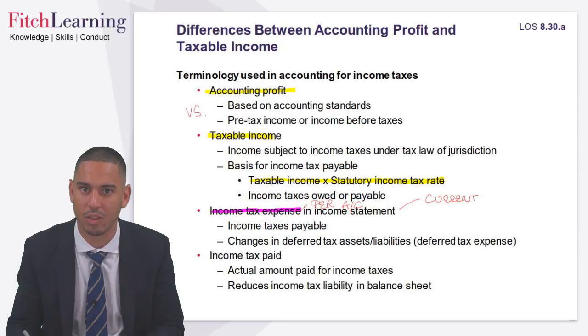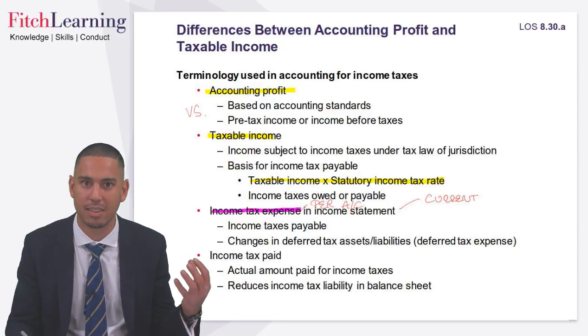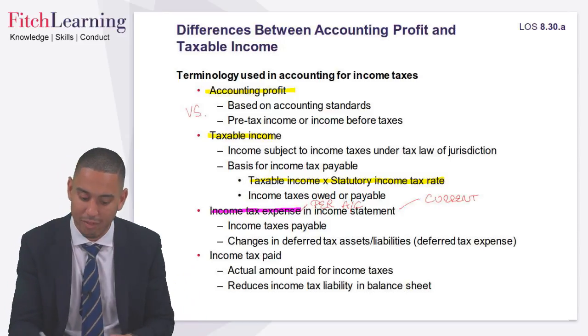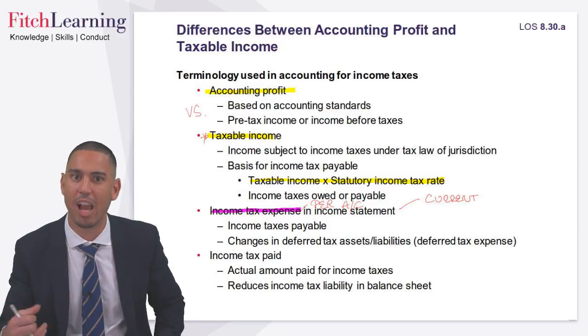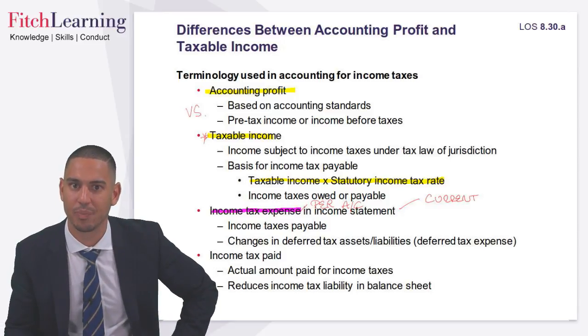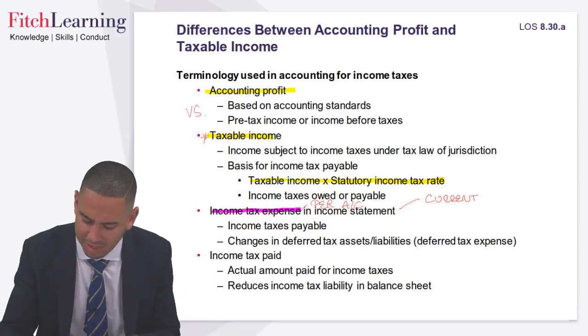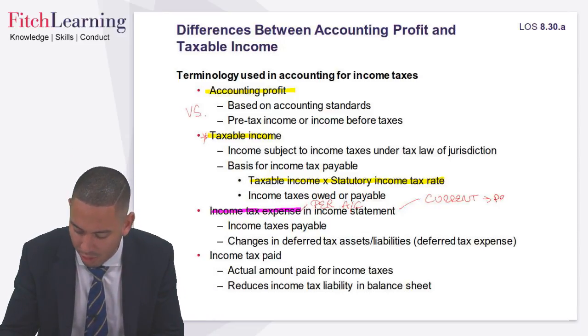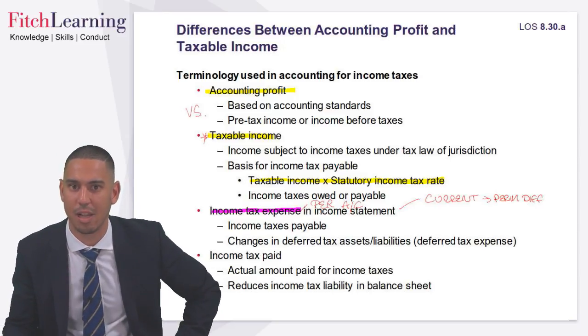Now, your current tax portion is when I look at my taxable income, which we said is the tax authority's figure of how much I'm going to pay tax on, and I'm going to multiply that by the statutory income tax rate. I'm going to say here, all permanent differences go through here. If there's a difference, it's always going to stick about. It's part of my current tax calculation.